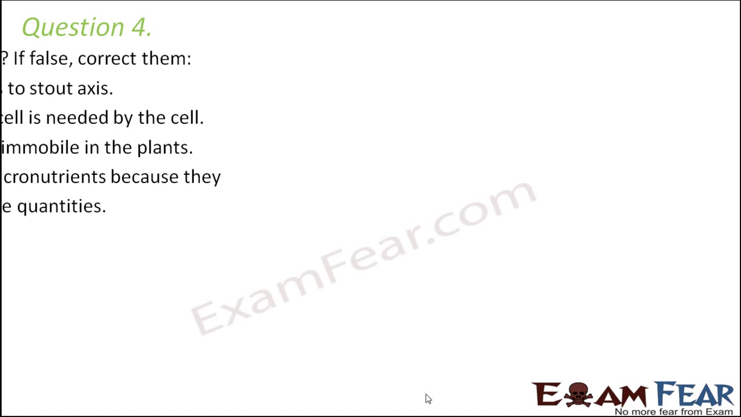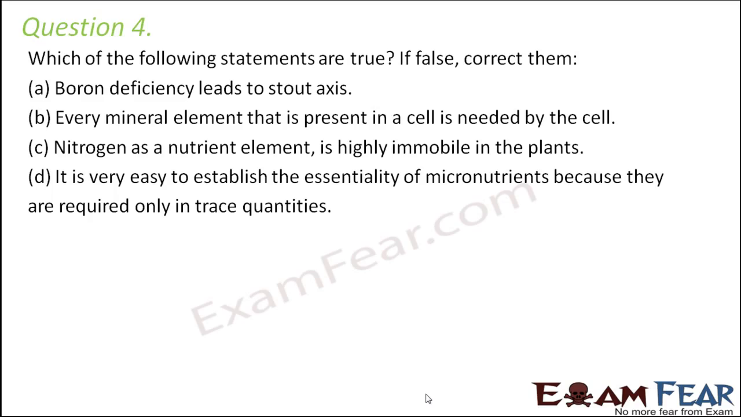Let us look at the last question. Which of the following statements are true? If false, correct them. The first statement is boron deficiency leads to stout axis. This is absolutely true, because boron helps in the growth of the axis. So if there is deficiency of boron, it will lead to stout axis.